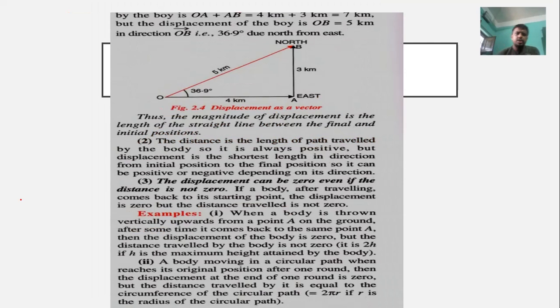Another one: you can read the examples. The distance is the length of the path traveled by the body, so it is always positive. Distance is always positive, but displacement is the shortest length in direction, so it can be positive or negative. Displacement can be zero, but distance can never be zero.